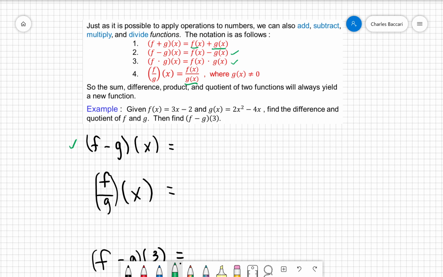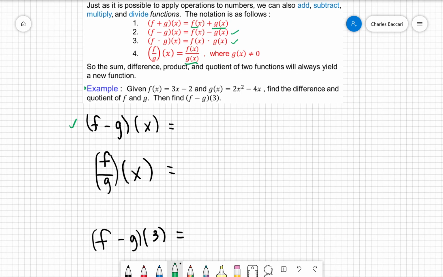Okay, so we're looking at the example. It says given f of x is 3x minus 2 and g of x is 2x squared minus 4x, find the difference and the quotient of f and g, then find f minus g of 3. Okay, so let's go through f minus g. So function f is 3x minus 2. So we're going to put 3x minus 2 and then minus g. So g turns out to be this one, so we have 2x squared minus 4x.